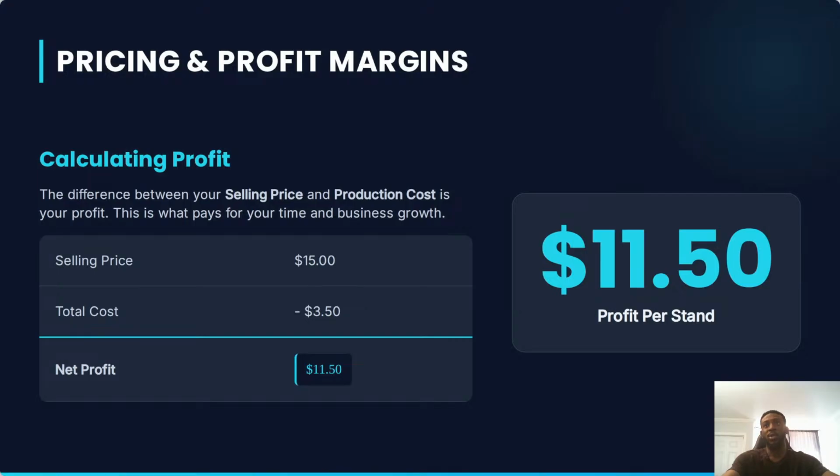Let's pretend that you're 16 years old, and you own a single 3D printer in your bedroom. You sell one headphone stand and you earn $11.50 profit. That's nice, and that's a very good business model.